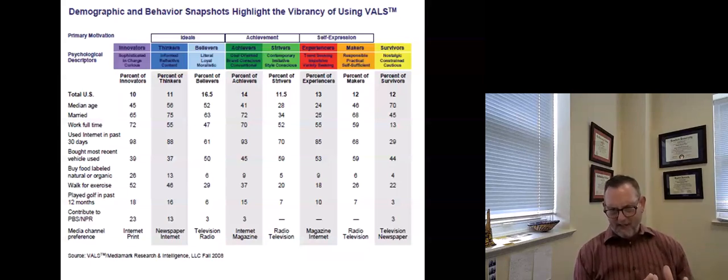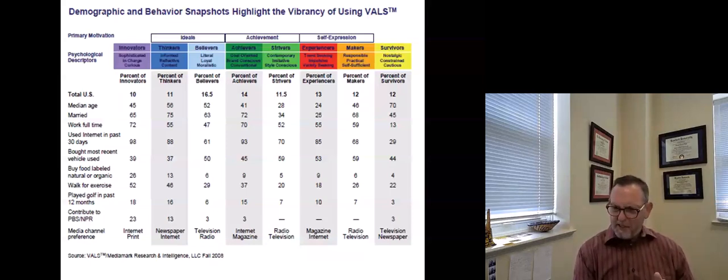And again, they group together. They act as if they're in groups, and each group is distinct. So the innovator person is not going to be grouped as the same as an achiever or an experiencer. They will have different consumption patterns based on, again, this is from the VALS survey.